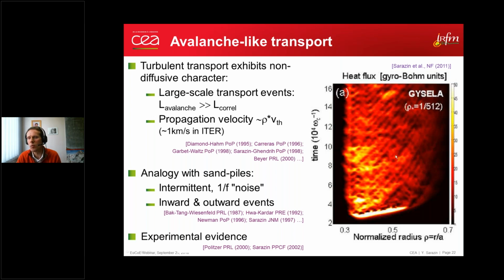There have been some efforts to understand and to model this kind of transport by reduced transport models, and some analogy with sand piles was developed. They exhibit intermittency. They exhibit a frequency spectrum which goes like 1 over f, f being the frequency. And so you can find on those references here various papers. The last point I can mention is that there have been a few experimental evidences of this avalanche-like transport. Those are extremely difficult to measure experimentally because of their complex structure in 3 dimensions.